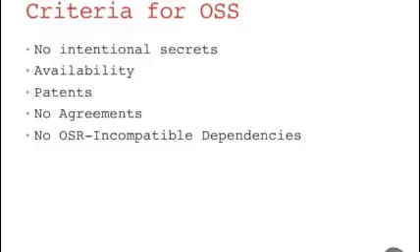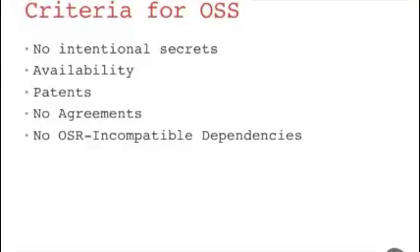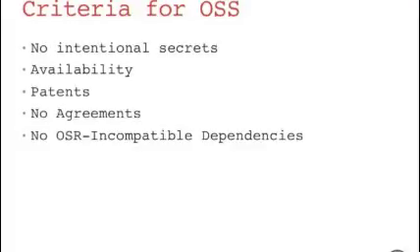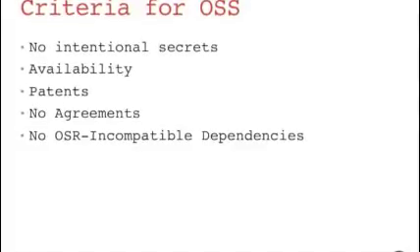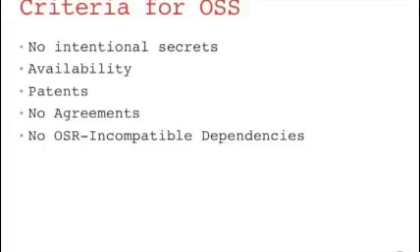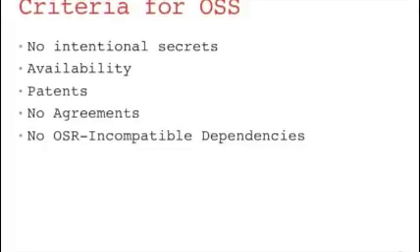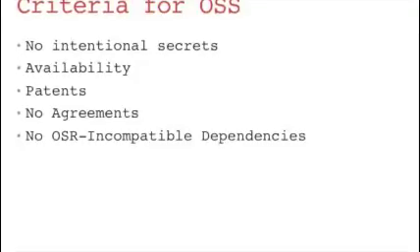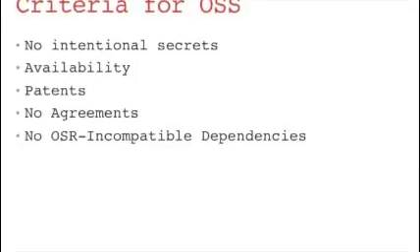First, there can't be any intentional secrets. This means that the software can't withhold any details necessary for interoperable implementation. The software must also have a process for fixing problems and implementing those changes into an updated version. Next is availability. This means that the software must be freely and publicly available from a stable website under royalty-free terms at a reasonable and non-discriminatory cost.